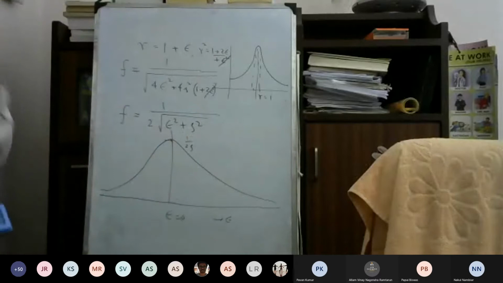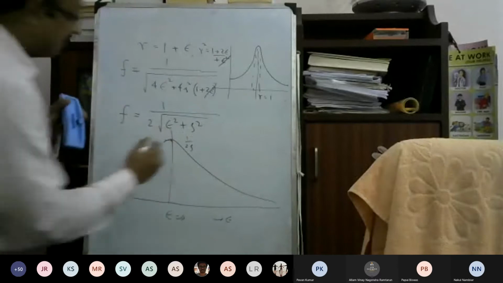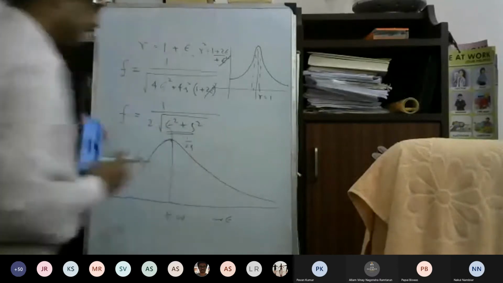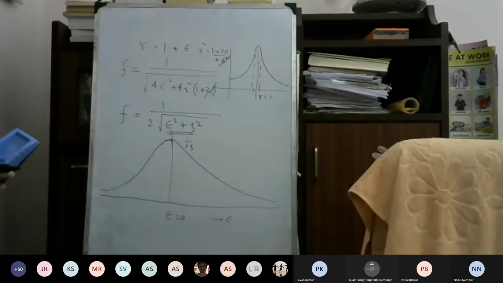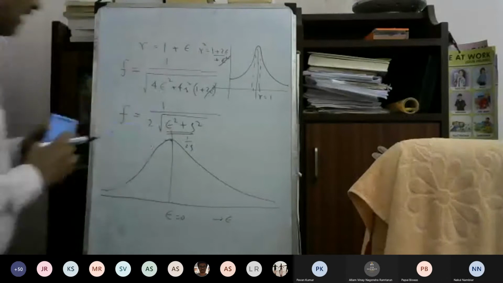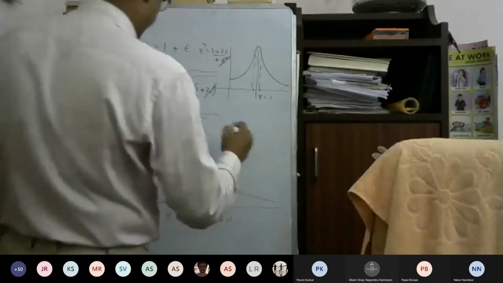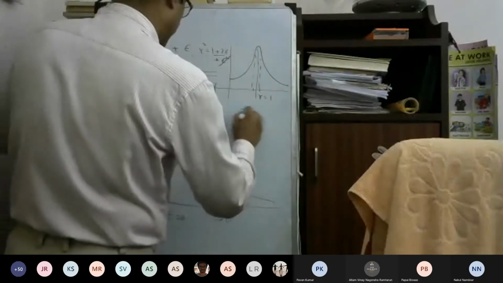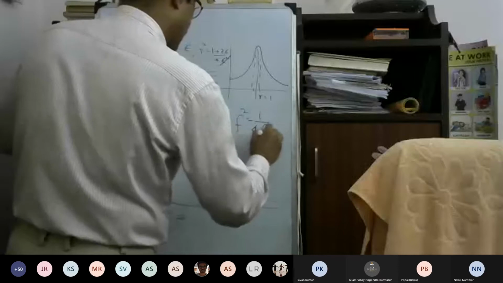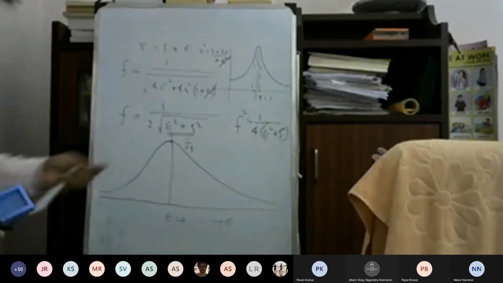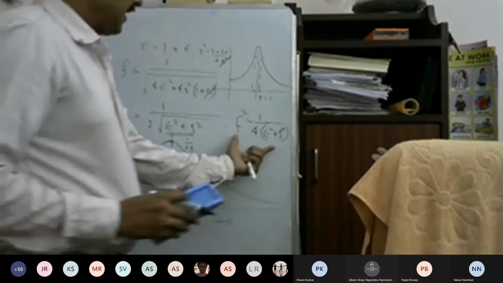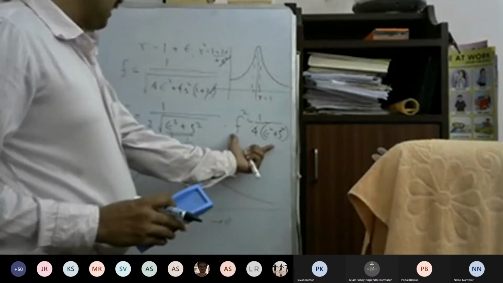Epsilon equal to 0, you can say that 1 by 2 zeta. At the same time, you see this curve, you see f square. Now consider f square, so there will go 1 by 4 epsilon square plus zeta square. So this curve is actually kind of proportional to the power.